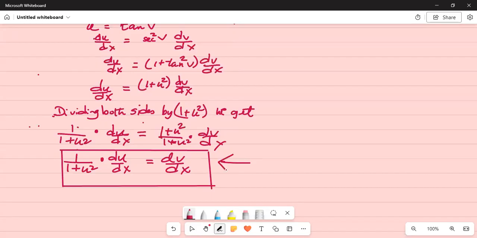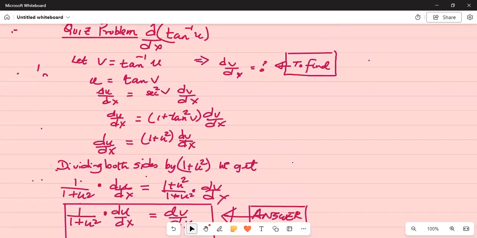And so this is the answer for the quiz problem. Again, we substituted for tangent inverse of u as v. So our goal became dv by dx. That is what we have to find out as shown here. Okay, we have to find what is dv over dx.